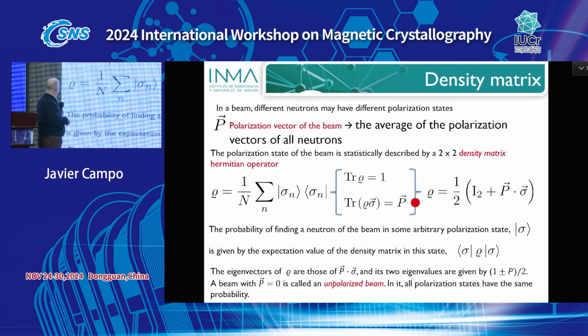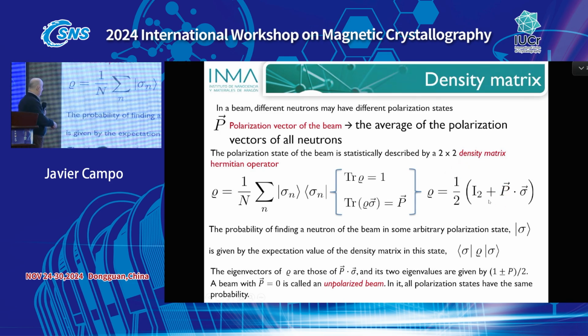The density matrix operator is 1/2 of the identity in 2x2 plus P, a vector, times sigma, a scalar product. It is not a scalar, if you want, since sigma is a vectorial operator of 3 matrices, and then we can write it like this. At the end, this is a 2x2 matrix. Okay? But in this density matrix operator, we have the information about the polarization of the beam, and we will work with this.